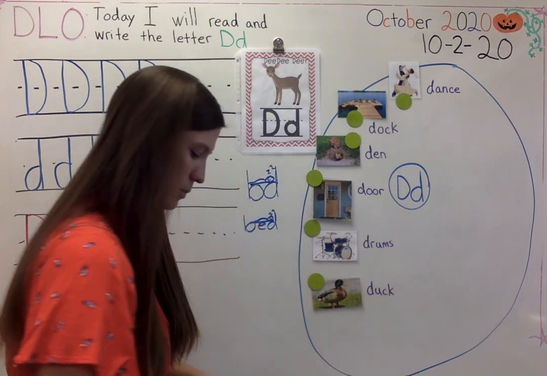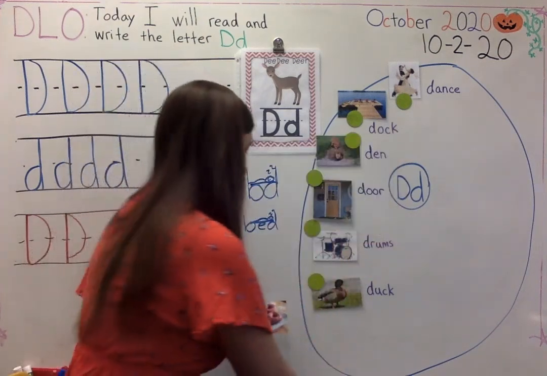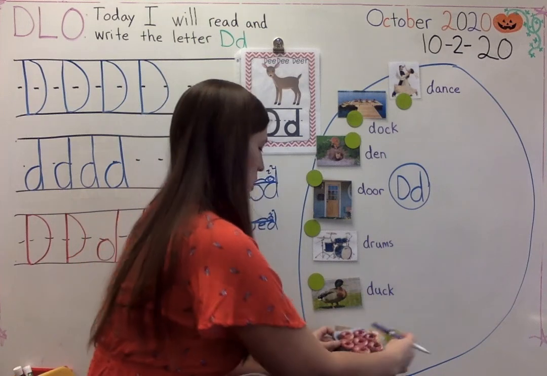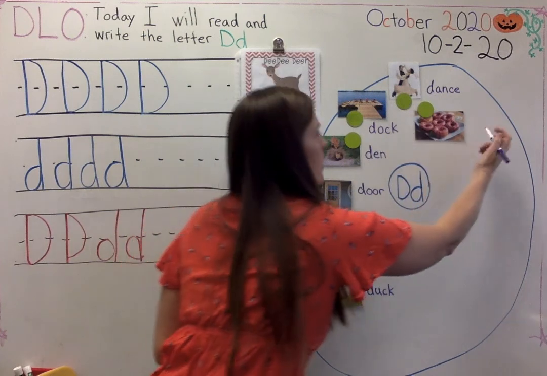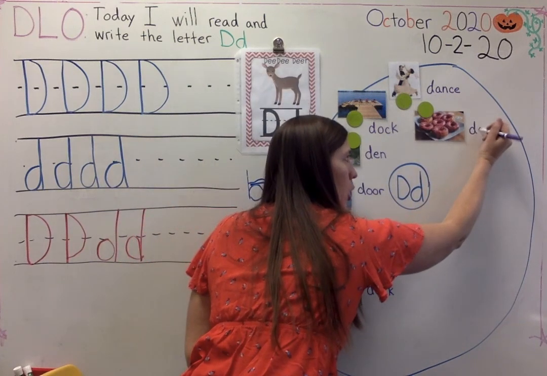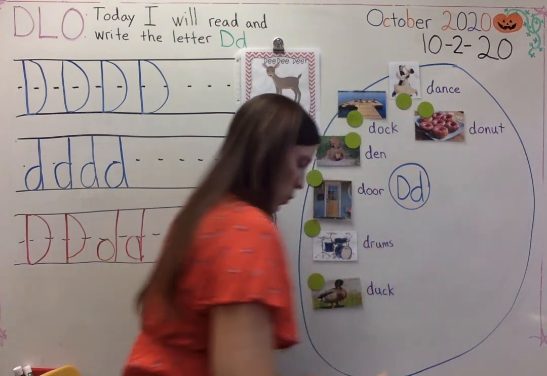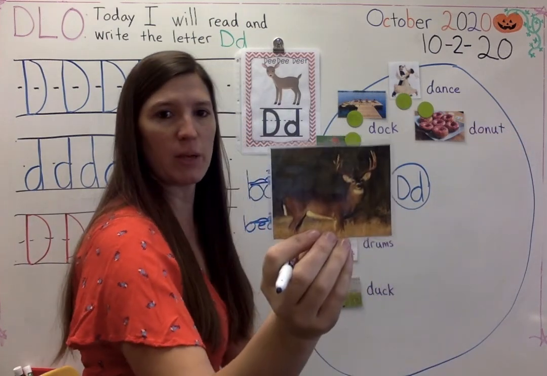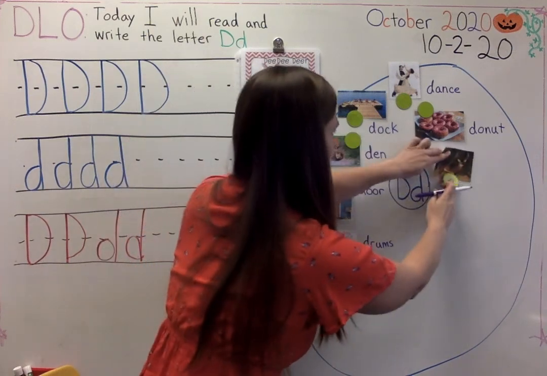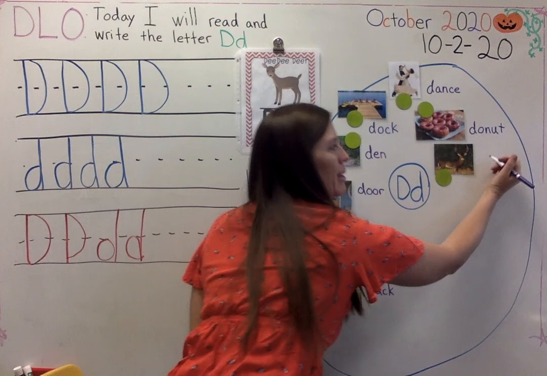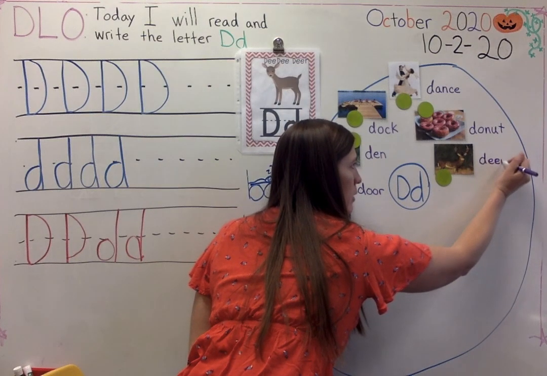Duck. Some of you like this tasty little treat. Donut. D, D, donut. D-O-N-U-T, donut. These live around Farmington. Deer. D, D, deer. D-E-E-R. Deer.